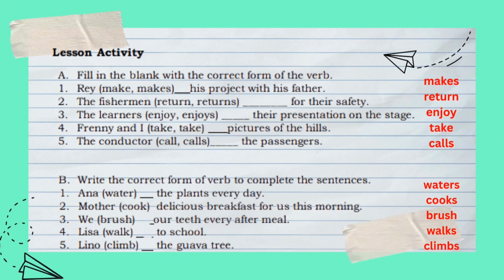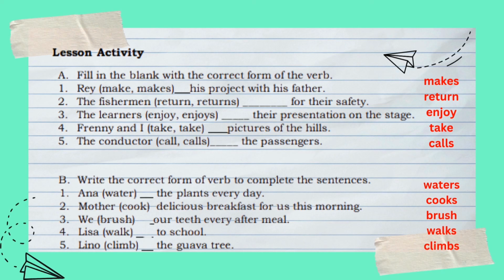Alright. Okay, so now let's have a quick activity to further practice our subject and verb agreement. Fill in the blank with the correct form of the verb. Ray, singular, so we use a singular verb: makes his project with his father. The fishermen, plural, so we use the plural verb, return, for their safety. The learners, plural, we use the plural form, enjoy.